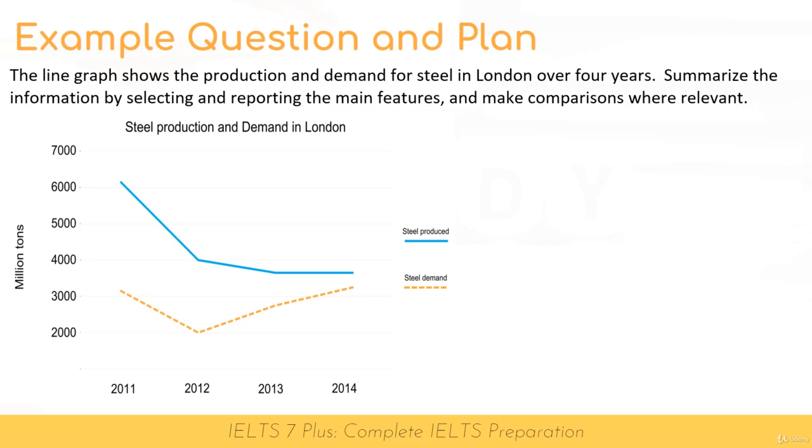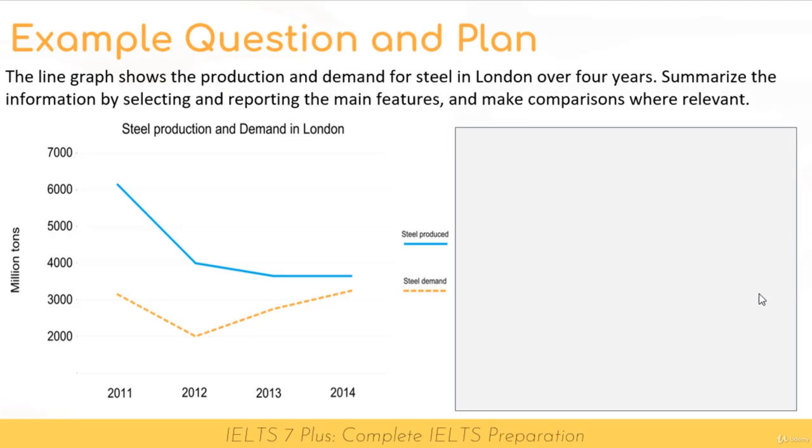Across the bottom are the 4 years from 2011 to 2014. So now that we've had a quick read through the data and we're starting to get an idea of what we are being shown, it's time for us to move on to creating a plan. Let's begin our modelled writing. So the first thing we need to consider is splitting our data into two groups. Now straight away I can see we have steel produced and steel demand. Now would that make a good group for paragraph 3, paragraph 4?